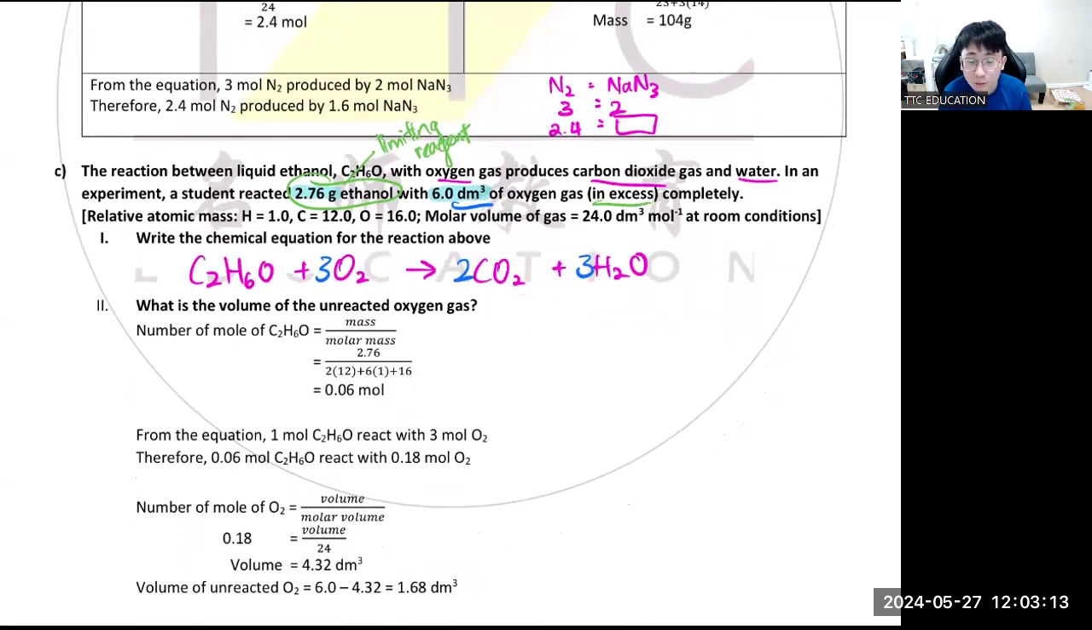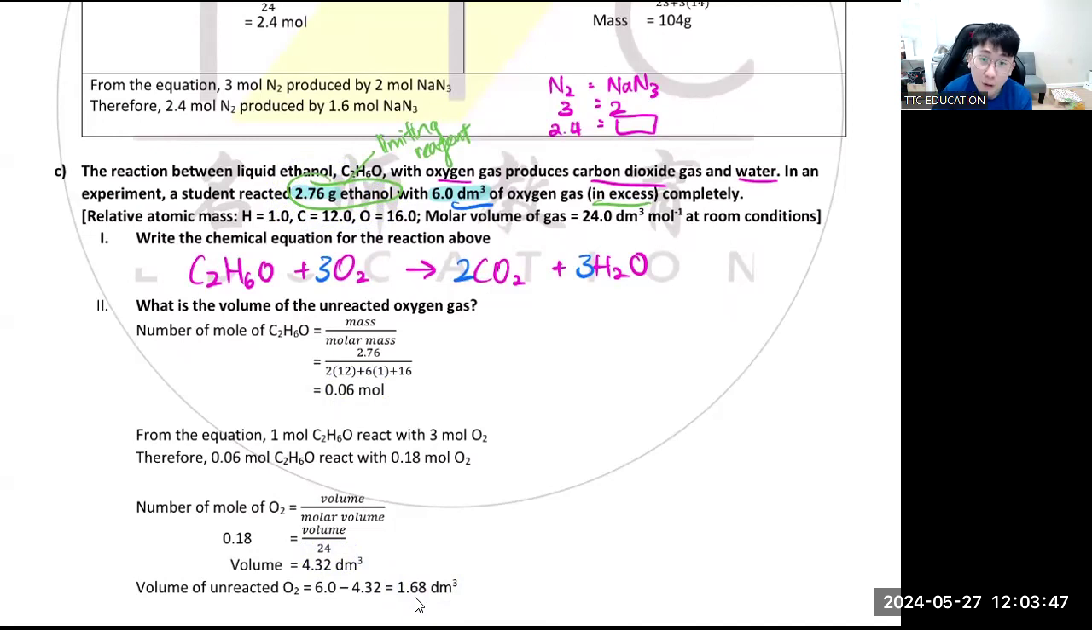Why never have reaction? Because very simple. The calculation, all this, basically we assume that we use up all the ethanol. So if you use up all ethanol, you only use up 4.32. You get it? It means the remaining 1.68, there's no more ethanol for it to react. So that's why this is called the volume of unreacted oxygen gas, because these are the leftover oxygen that has no more ethanol to react.